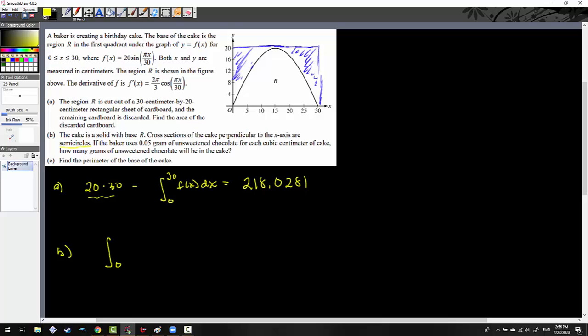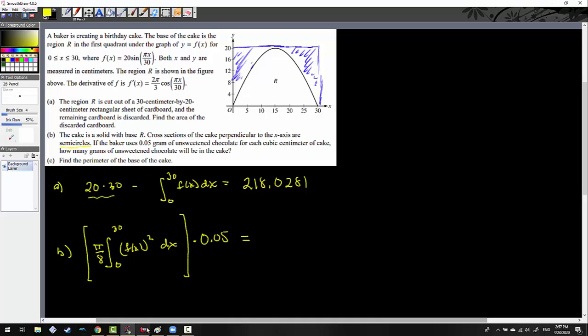That's going to be the integral from 0 to 30 of f of x squared, because in a cross-sectional volume we treat everything like a square. Because of the semicircle aspect, I'm going to multiply the whole thing by pi over 8, and that's going to be dx. Now before I enter this into the calculator, what I have to remember is that this will create some volume, and that volume will have 0.05 grams of unsweetened chocolate for each cubic centimeter. So whatever the result is, I'm going to multiply that by 0.05, and that will get me how much unsweetened chocolate will be used.